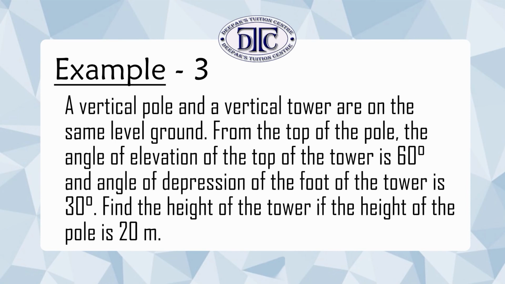A vertical pole and a vertical tower are on the same level ground. From the top of the pole, the angle of elevation of the top of the tower is 60 degree and the angle of depression of the foot of the tower is 30 degree. Find the height of the tower if the height of the pole is 20 meter.